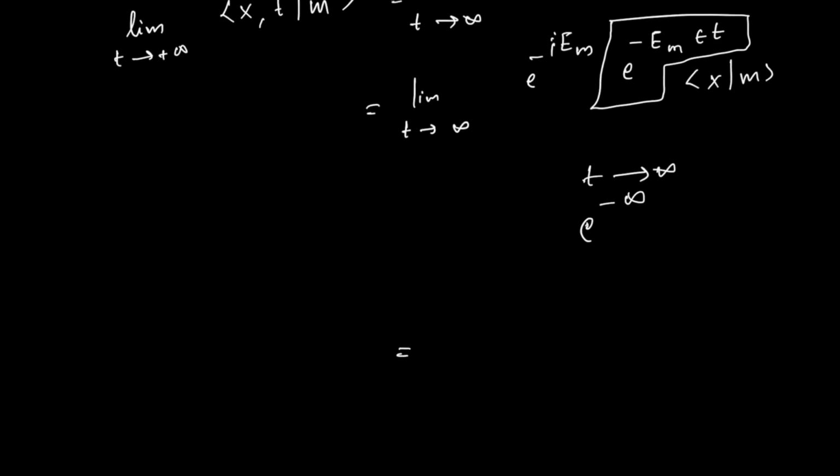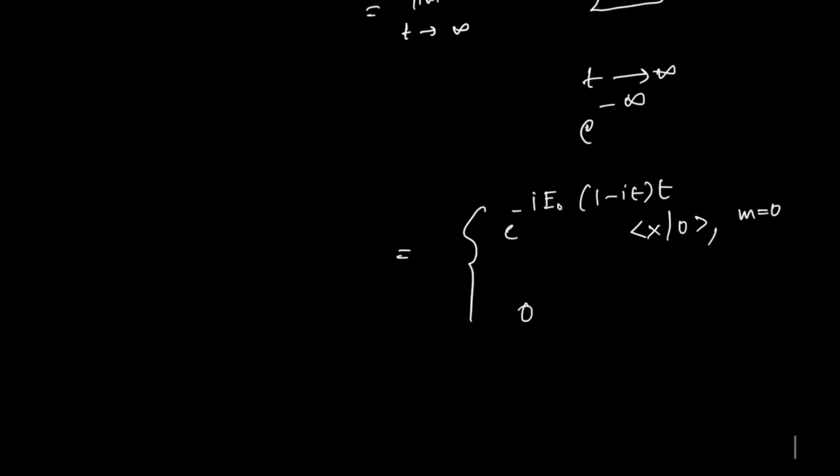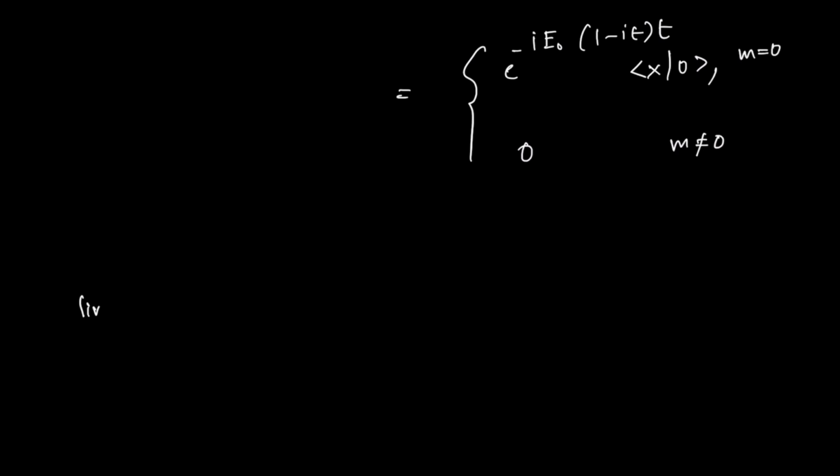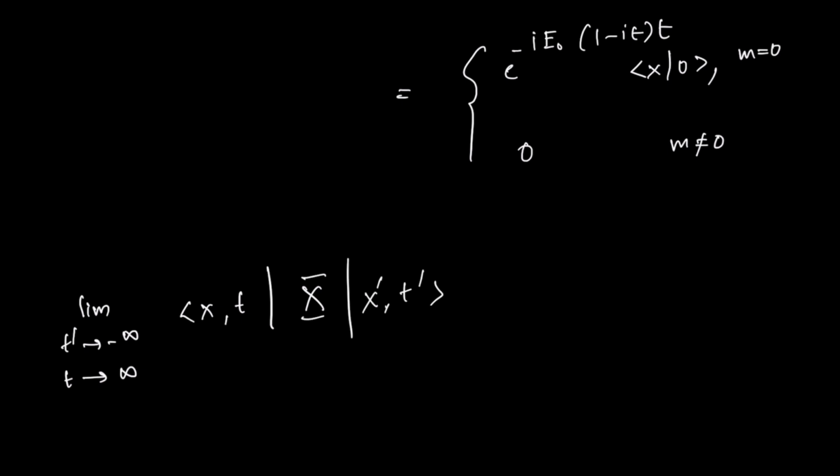I can write this integral is equal to e raised to minus i E_0 (1 minus i epsilon) t times delta_{m0}: it is 1 for m equal to 0, and this is equal to 0 for m not equal to 0. Okay, so finally, what I have obtained is the limit t prime tending to minus infinity, t tending to infinity of the path integral from (x', t') to (x, t), so I have got rid of all the integrals.